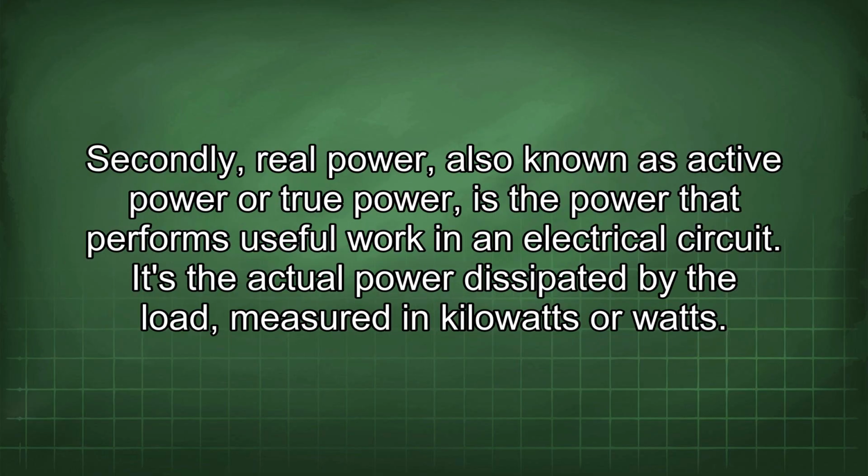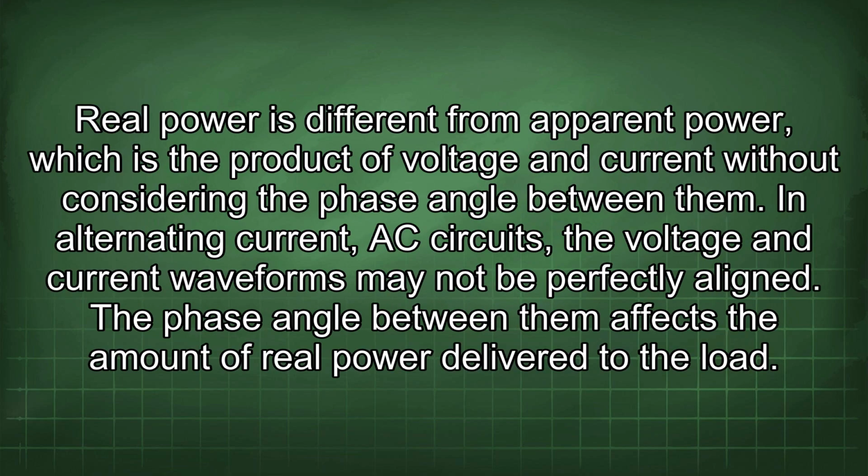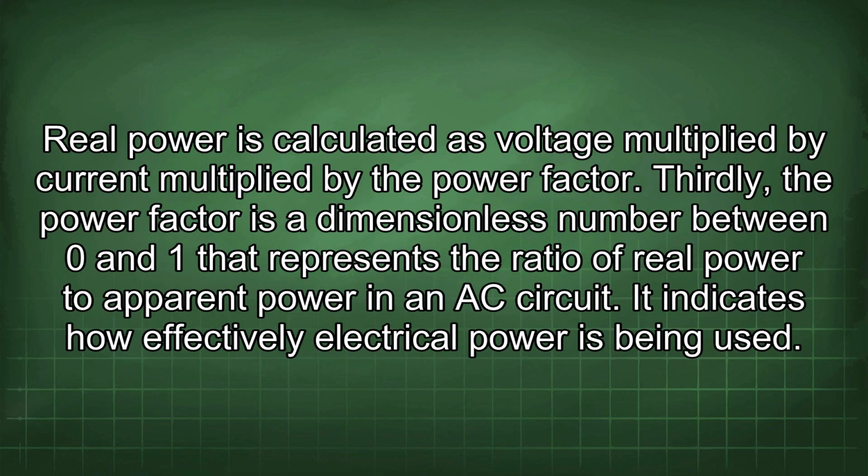Secondly, real power, also known as active power or true power, is the power that performs useful work in an electrical circuit. It's the actual power dissipated by the load, measured in kilowatts or watts. Real power is different from apparent power, which is the product of voltage and current without considering the phase angle between them. In alternating current, AC circuits, the voltage and current waveforms may not be perfectly aligned. The phase angle between them affects the amount of real power delivered to the load. Real power is calculated as voltage multiplied by current multiplied by the power factor.